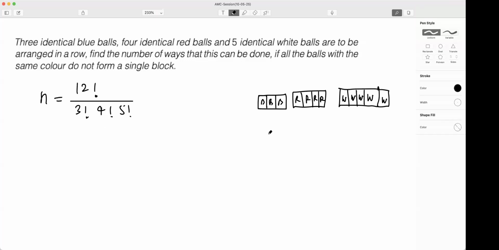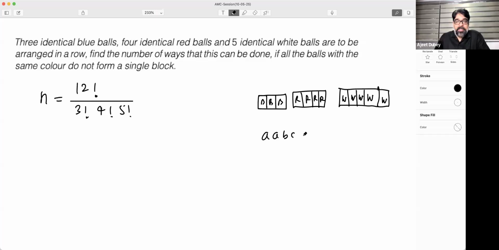So why 12 factorial? I will tell. Suppose I say A, A, B, C, D and I want to arrange them. First assume all are different: 1, 2, 3, 4, 5. Five-object arrangement will be 5 factorial. But in the arrangement, A and A interchanging is not allowed. They can themselves interchange in 2 factorial ways, which is already included here. So divided by 2 factorial. That is the arrangement of this.